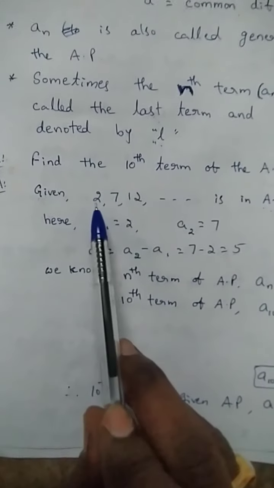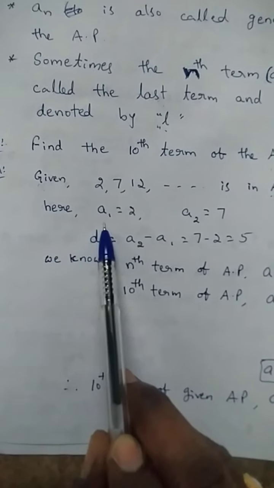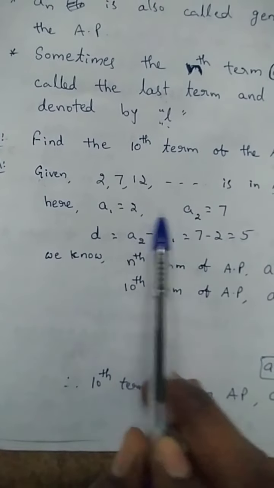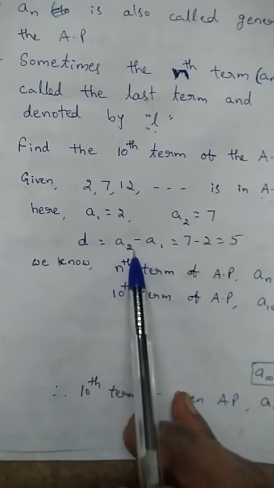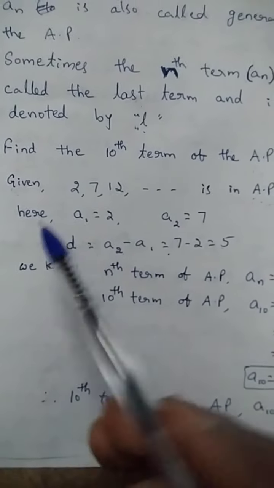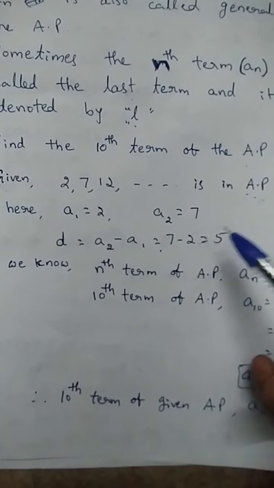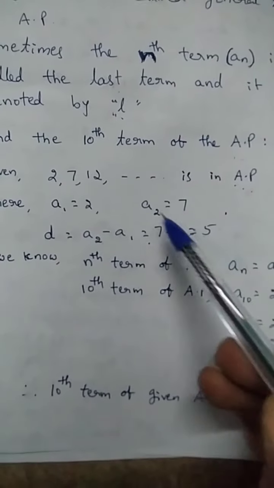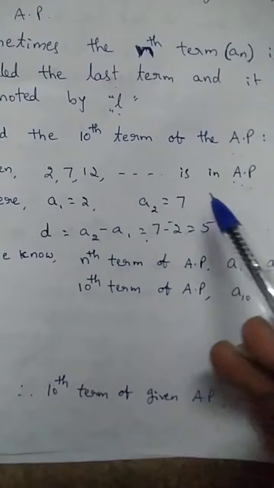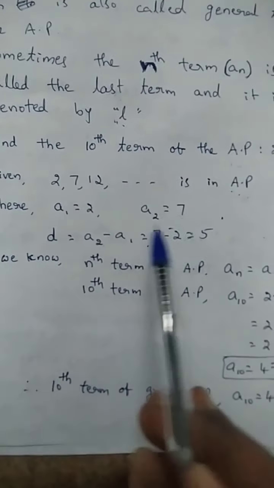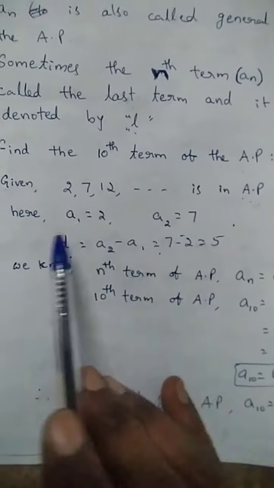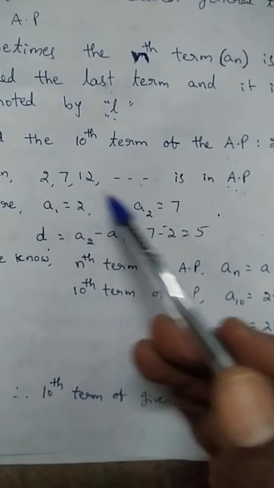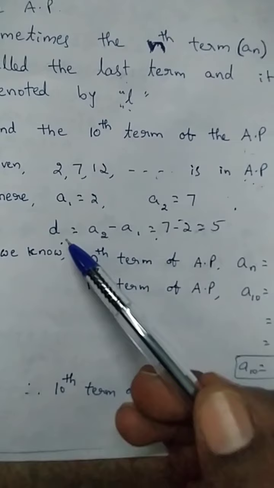Here, the first term is denoted by a1 is equal to 2, a2 is equal to 7, and a3 is equal to 12. Generally in the previous problems, if a2 minus a1 and a3 minus a2 are equal, then automatically this is in arithmetic progression with common difference d. But there is no need to write all the procedure here, because the series is already in AP, so directly you can go to the common difference formula.